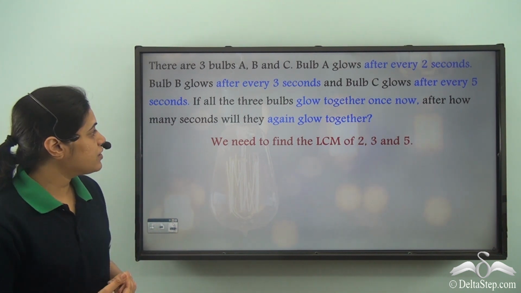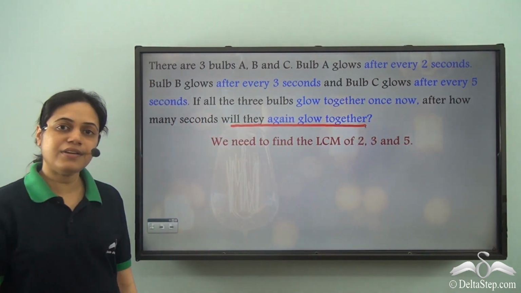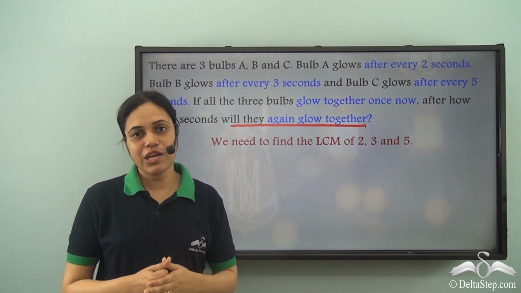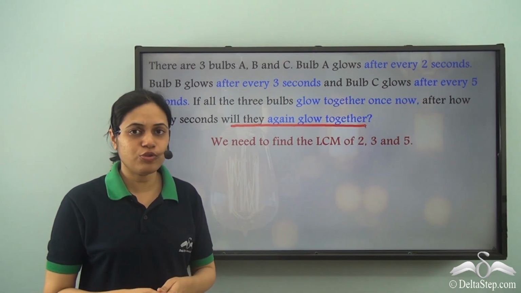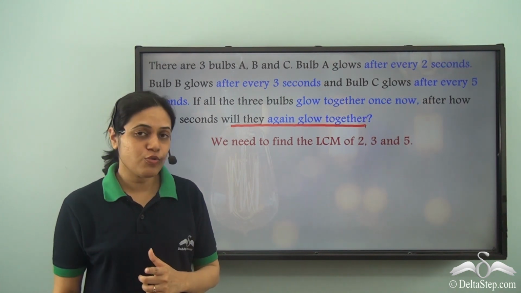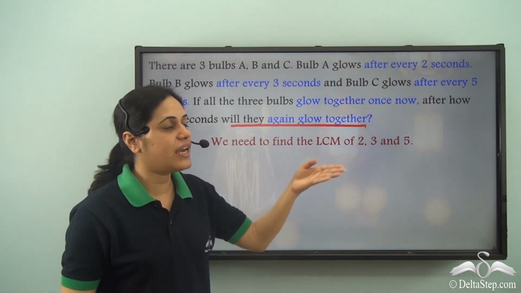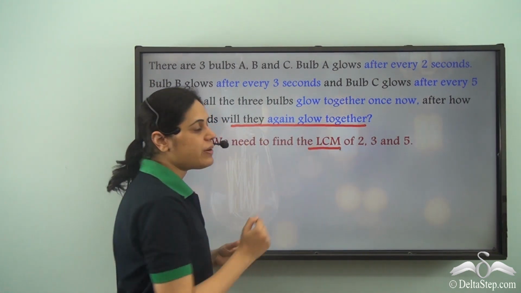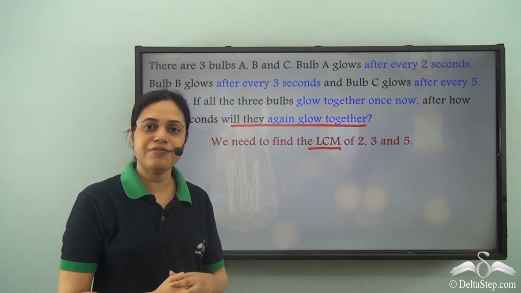But what do we want here? We want all of them to glow together. This means that we want the common multiples of 2, 3 and 5. Now there can be many common multiples of 2, 3 and 5. So which one do we want? Well, we want after how many seconds will they again glow together. So we want the lowest common multiple or the least common multiple of 2, 3 and 5.